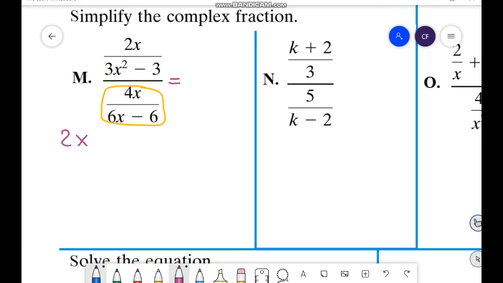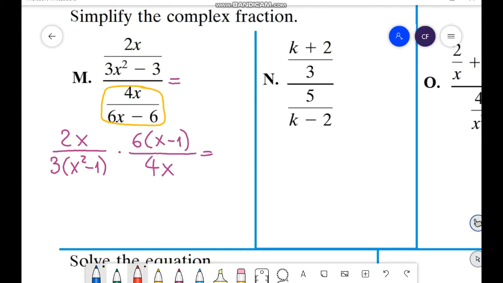So it's 2x over 3x squared minus 3. And let's rewrite this, because 3x squared minus 3, we can rewrite as 3 times x squared minus 1. Cool? Divided by 4x over 6x minus 6, but we will change this into a multiplication, so we need to flip. And the 6x minus 6 we can rewrite as 6 times x minus 1. And 4x will flip, it becomes the denominator, 4x.